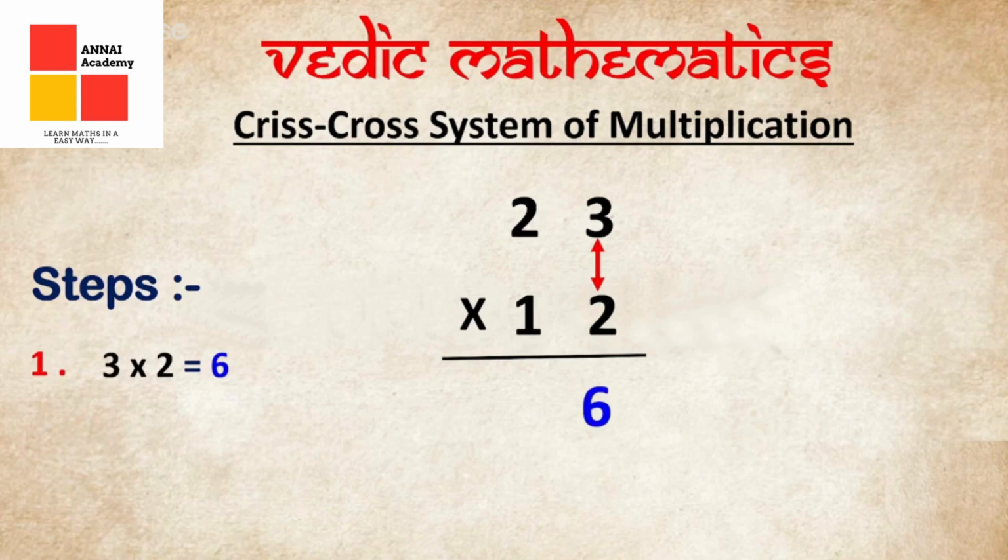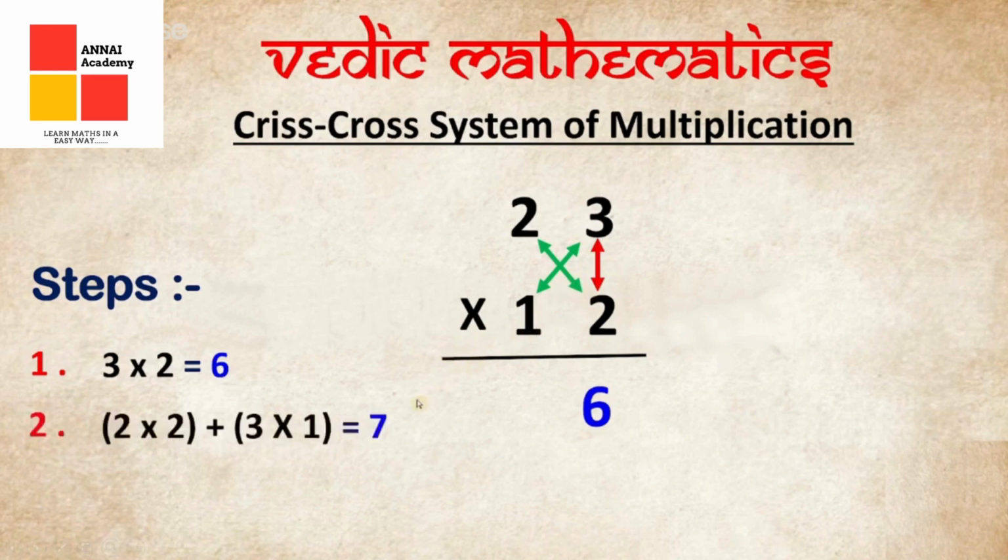Now we have to cross multiply. Here we will multiply 2 by 2 and 3 by 1. You will cross multiply like this and add the two numbers that you get. 2 into 2 is 4 and 3 into 1 is 3. 4 plus 3 will be 7. Let's write it in the form of steps. Now write 7 in your answer like this.